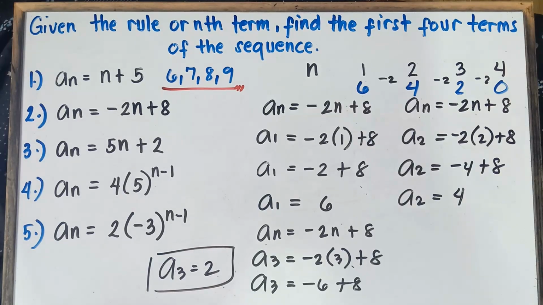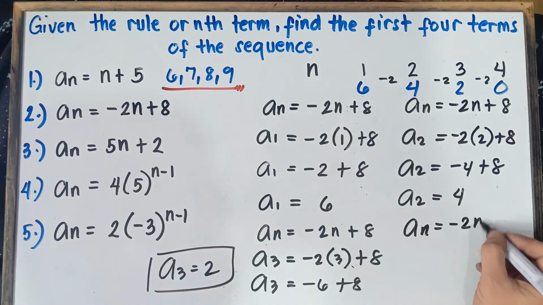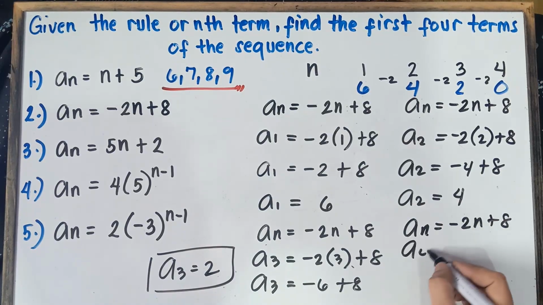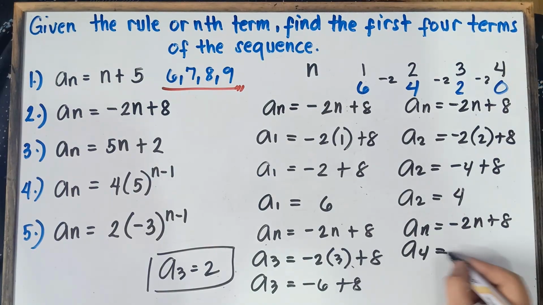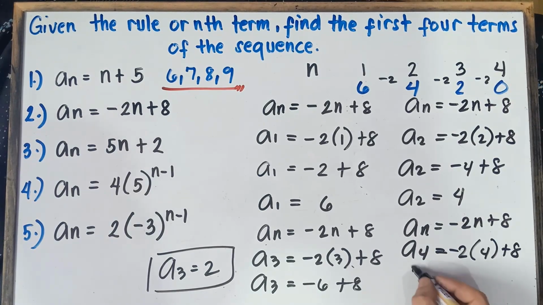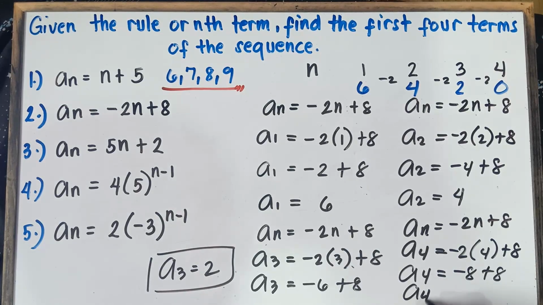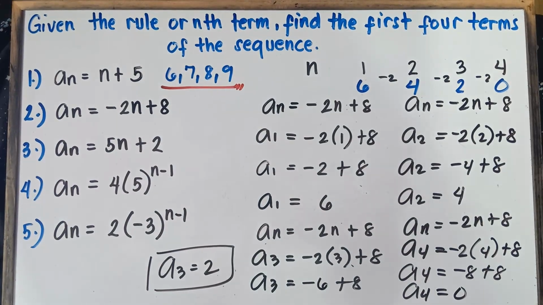Positive 2. Alright, and then last one, a sub n equals negative 2n plus 8. A sub 4, our fourth term. If n is 4, let's check if we get 0. So this will be negative 2 times 4 plus 8. A sub 4 equals negative 2 times 4. That would be negative 8 plus 8. What's the answer, class? That's correct. That would be 0. So a sub 4 is equal to 0. Yep, we get the same answer, class.